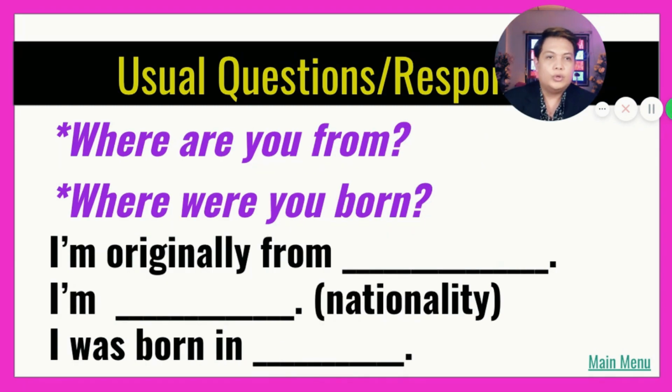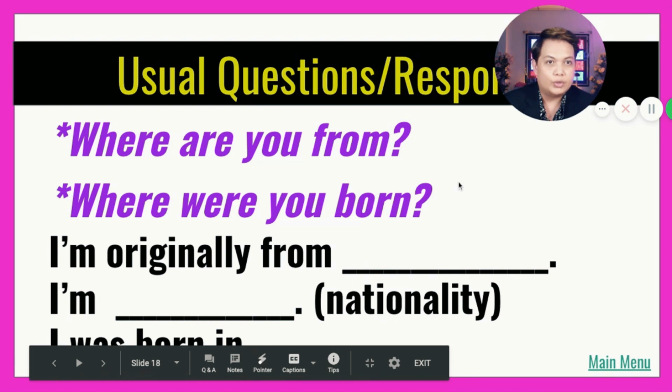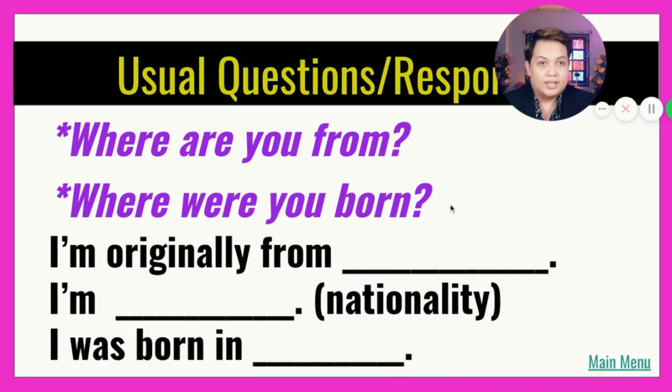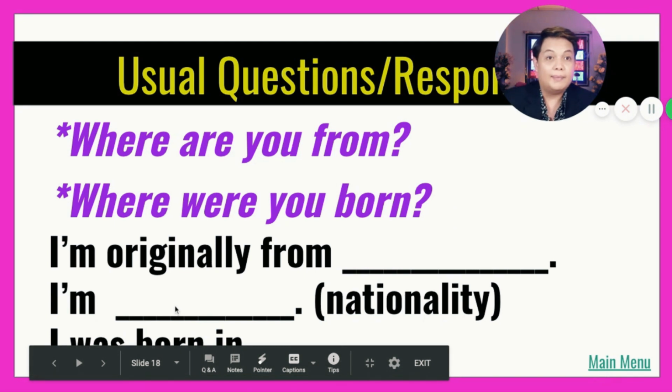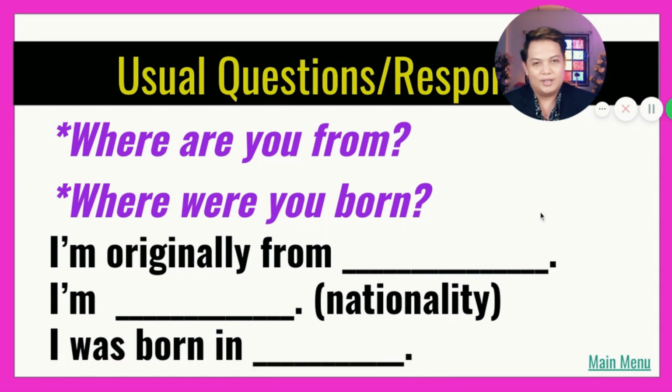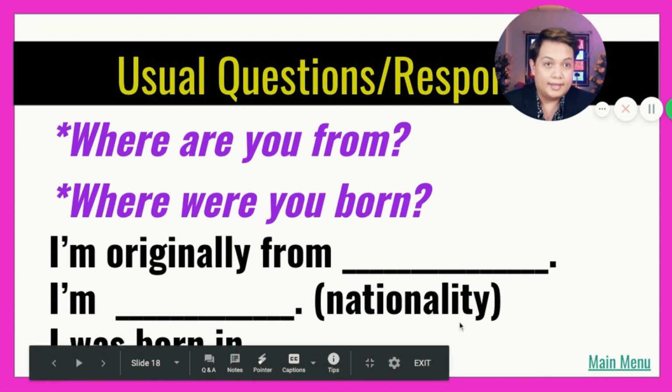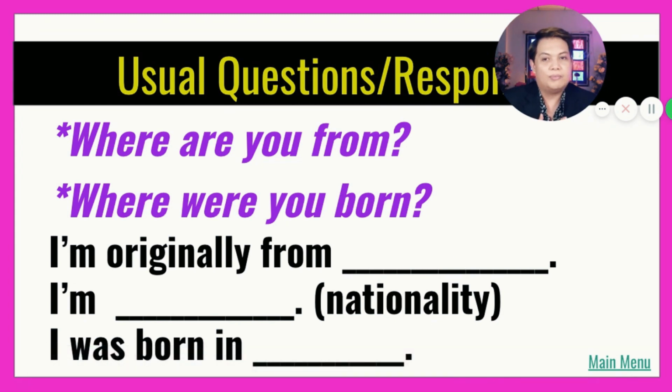Now, you could also say, I'm originally from, followed by your country. Now, say it with me again. I'm originally from the Philippines. And then when you use I'm followed by this, you could say your nationality. You can tell them your nationality. For example, I'm a Filipino. And you could say yours. Say it with me. I'm. Very good. Thank you so much. Or you could say I was born in, followed by your country. For example, for me, I was born in.